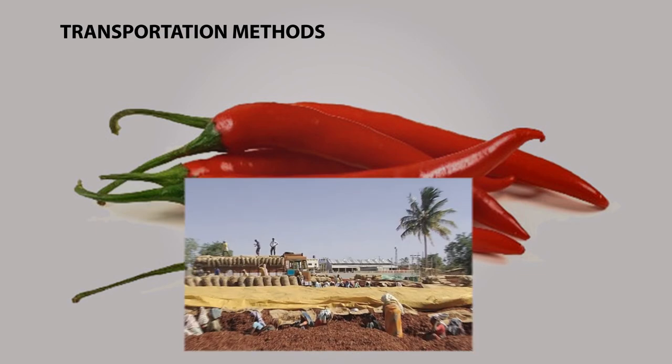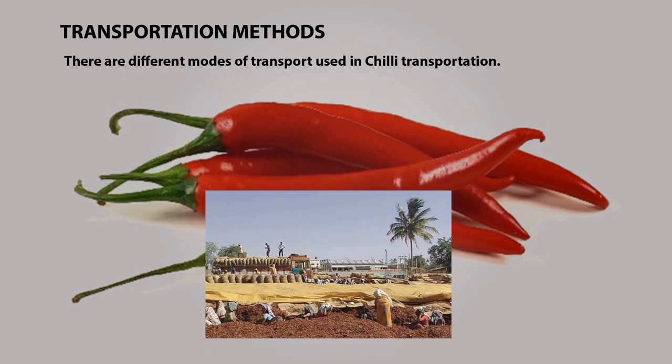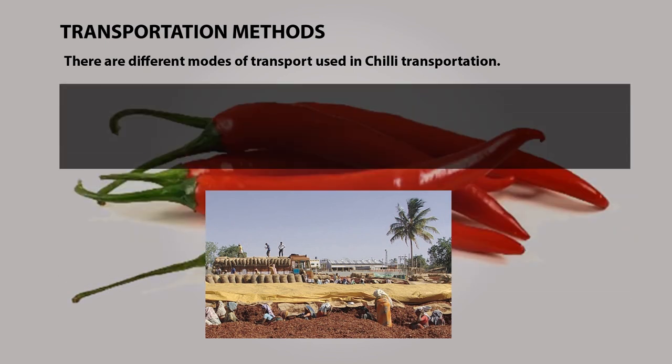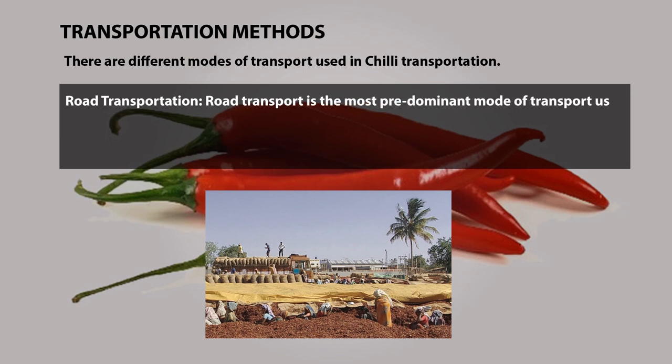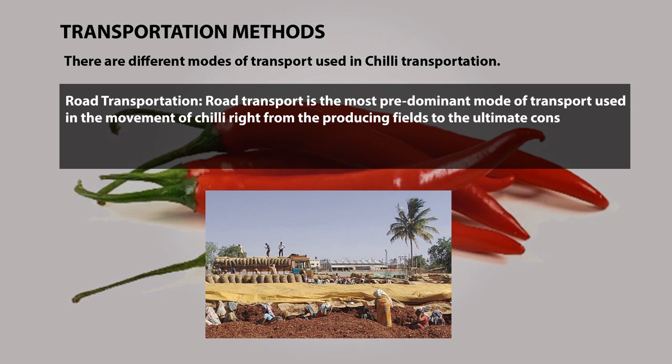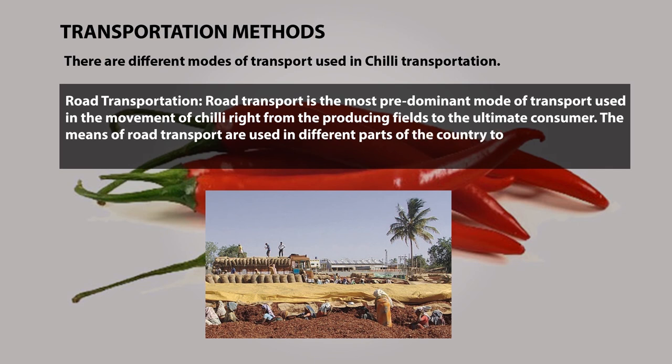Transportation methods. There are different modes of transportation used in chili transportation. Road transportation. Road transport is the most predominant mode of transport used in the movement of chili right from producing field to the ultimate consumer. The means of road transport used in different parts of the country to transport chilies are head load, cart, tractor, trolley, bus, etc.